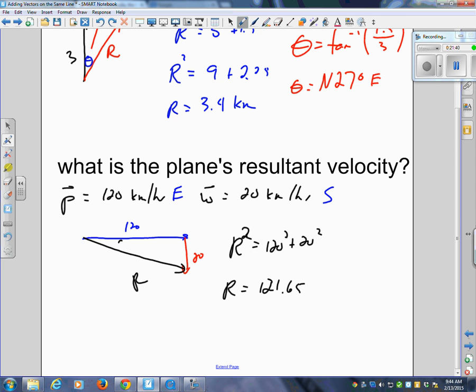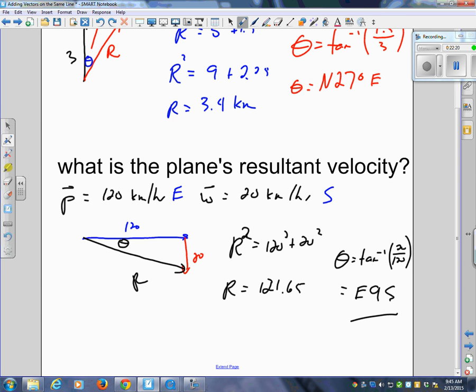There's the angle, from where you start. So theta equals inverse tan, opposite over adjacent. 20 over 120. Are you getting opposite? I get 9.5 degrees. I'll round that down to just 9 degrees. So that's going to be east, 9 south, right?